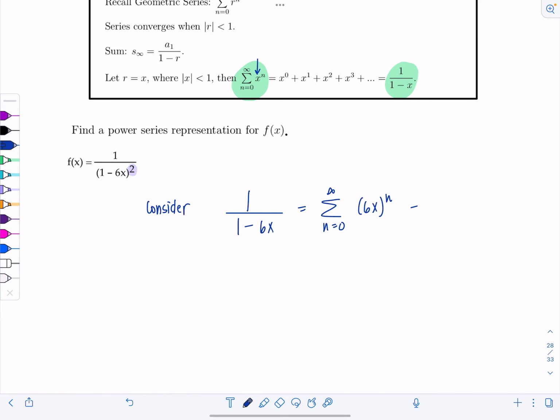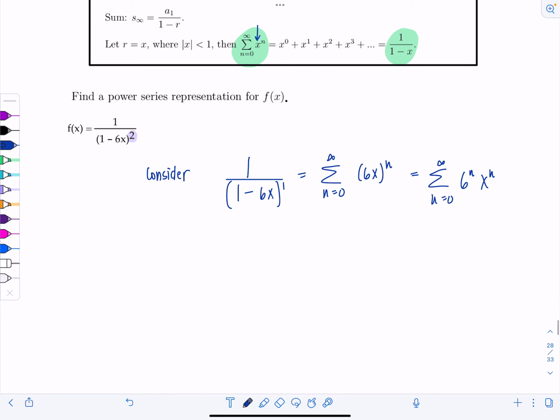And then I can write that as the sum, n equals 0 to infinity of 6^n times x^n. Okay, now at the moment, this is raised to the first, and I would love it to be squared. So to get it to go up a degree, we're going to take a derivative. 1 over 1 - 6x is the same as (1 - 6x)^(-1), yes? Yes. Okay, so this is the sum, n equals 0 to infinity, 6^n times x^n. Let's take the derivative with respect to x of both sides.